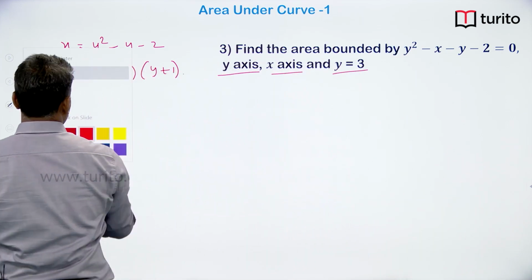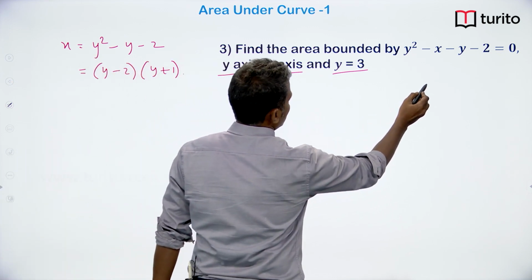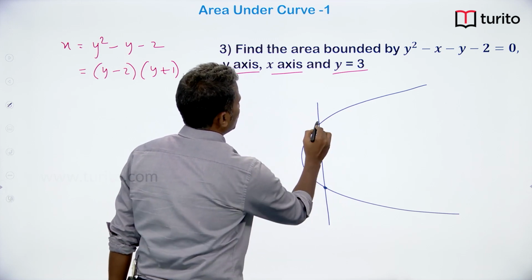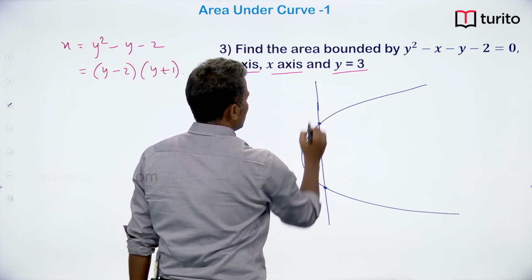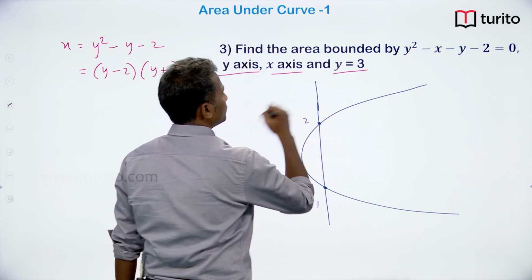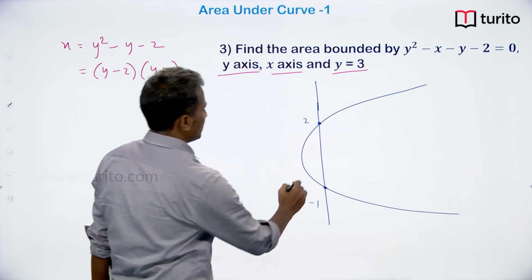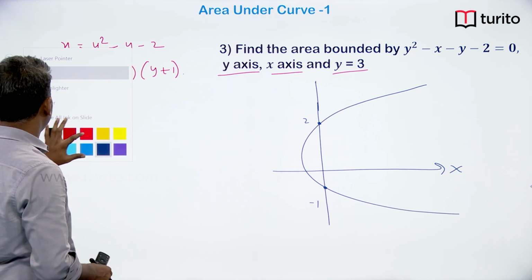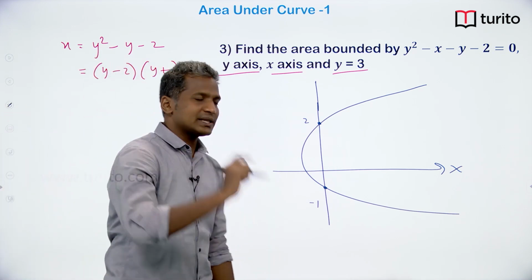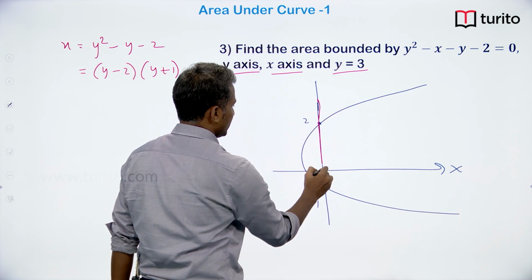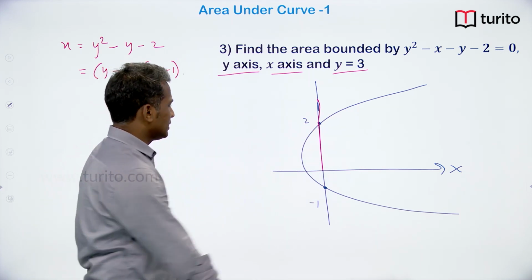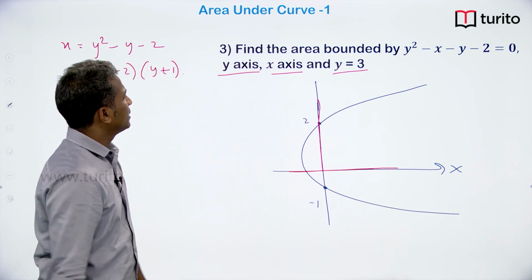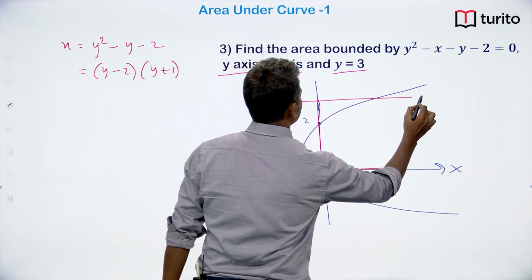So, if we draw the graph, we may get a parabola like this and here there are two roots. Okay. One root is minus 1, the other root is 2. And this is our x axis. Now let us look at the boundaries. What are the boundaries? The y-axis is one boundary, this must be one boundary. The x-axis must be another boundary, this is our one more boundary, and of course the curve is there, and y equal to 3 is one more boundary.